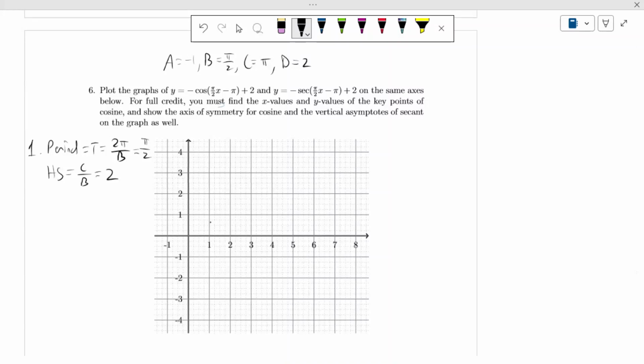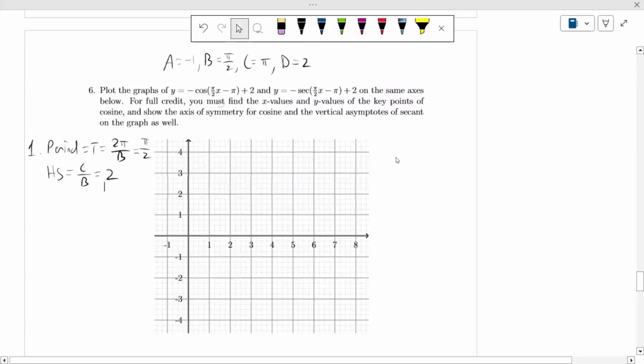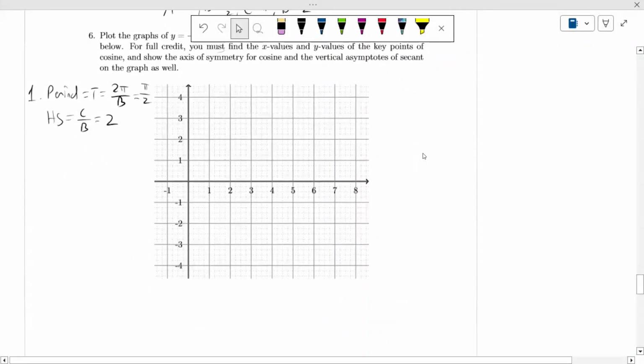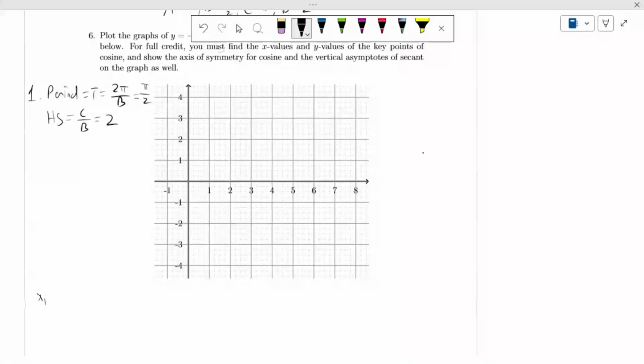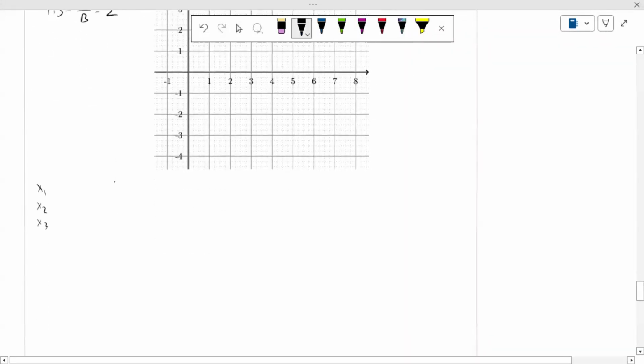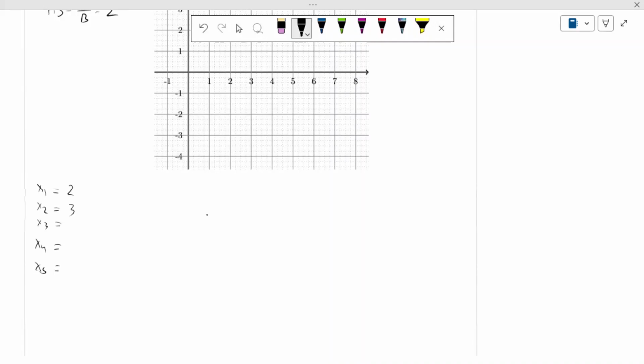Okay. So now that we have that, now we can go on and compute our x values of our key points. But they're the same x values as before, right? Because we had the exact same horizontal shift and the exact same period. So then this is going to go 2, 3, 4, 5, and 6, right? You can just reuse what you did for problem 5. Okay. Your y values are going to be different though.